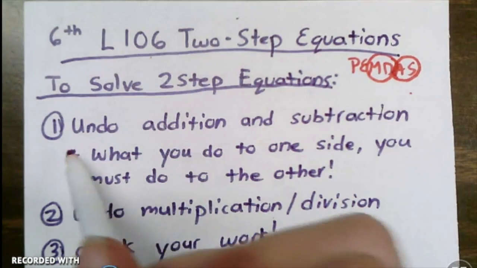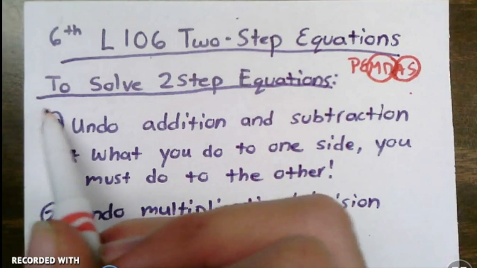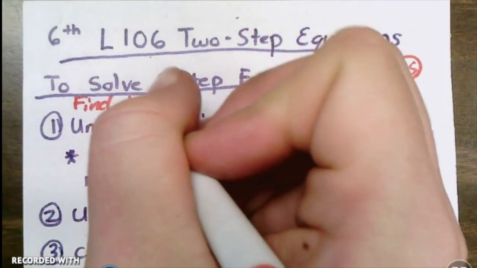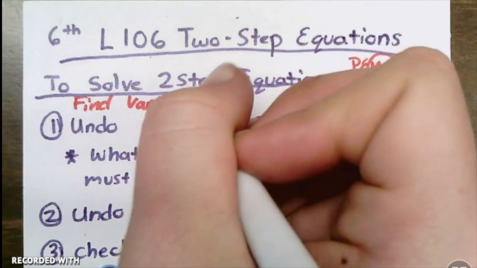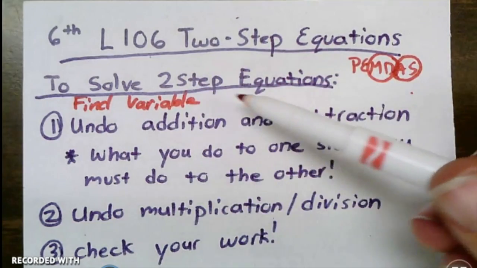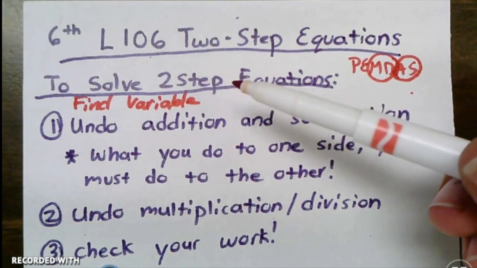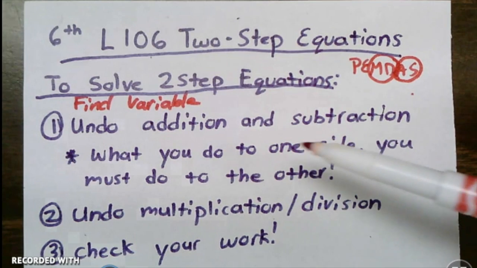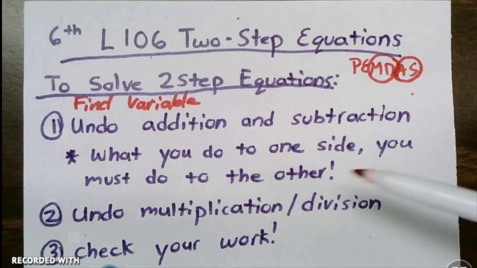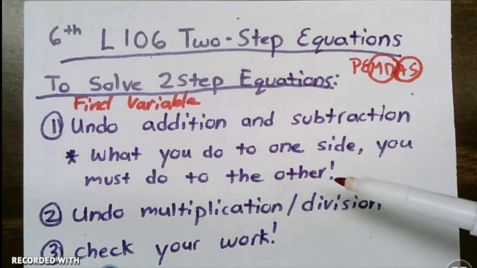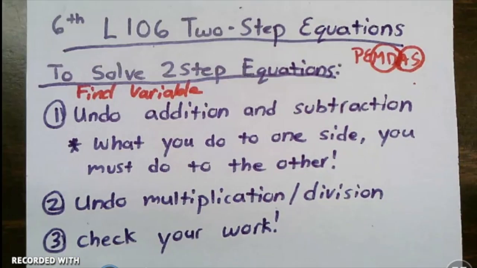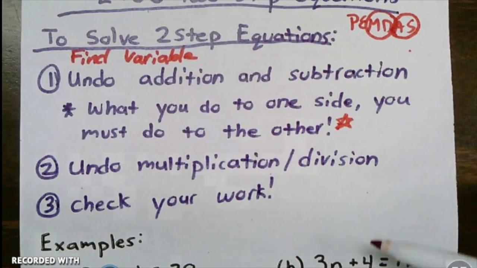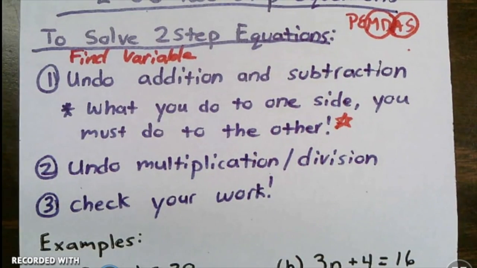What you need to know is that the first step is to find your variable. You could even write that in here. Find variable. You want to locate it in your problem. Then you want to see what's happening to it. On that side of the equation, is there any addition or subtraction? If there is, we want to undo that first. What you do to one side, you have to do to the other side. Then we're going to undo the multiplication and division following this same step. And finally, we can check our work.